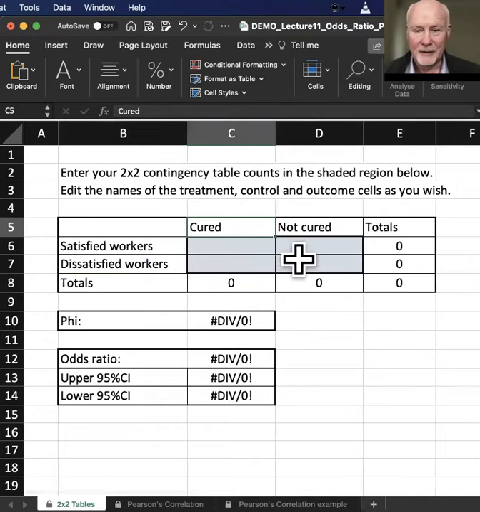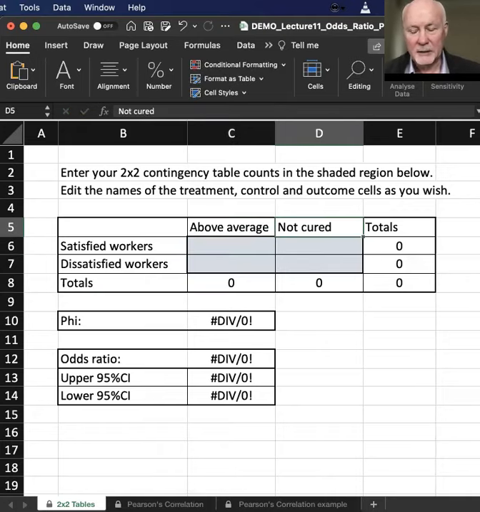And then the outcome of interest was above average work performance. So I'll just put above average there. And the other outcome was below average. And then what we do next is just put in our data, our counts.